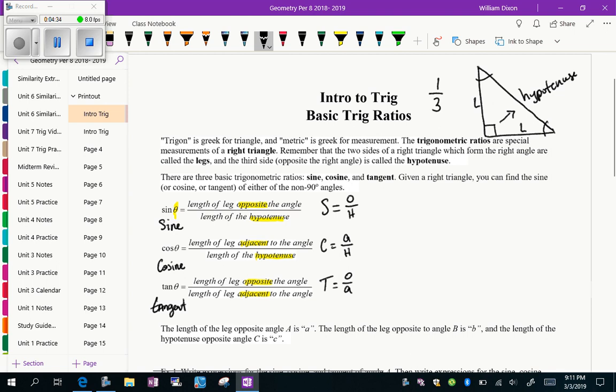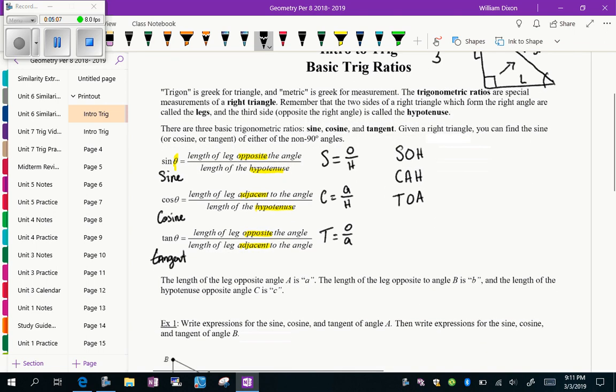One way that I learned to memorize it was sine, opposite over hypotenuse, cosine, adjacent over hypotenuse, and then tangent, opposite over adjacent. So SOHCAHTOA. All right, that was big back in my day. I've heard some other ones since, but we are going to stick with SOHCAHTOA.